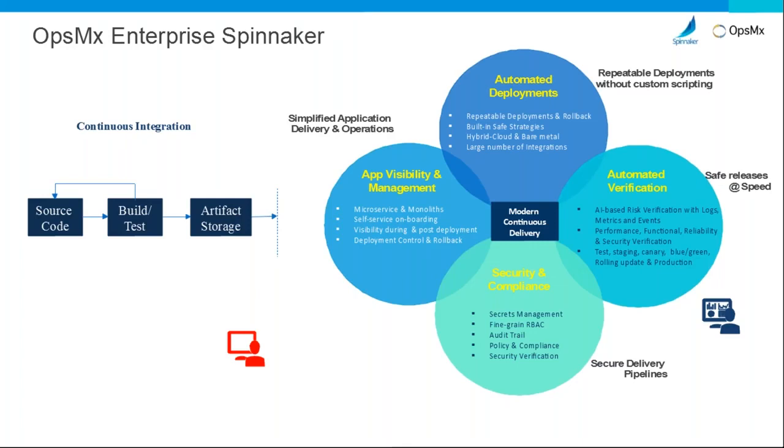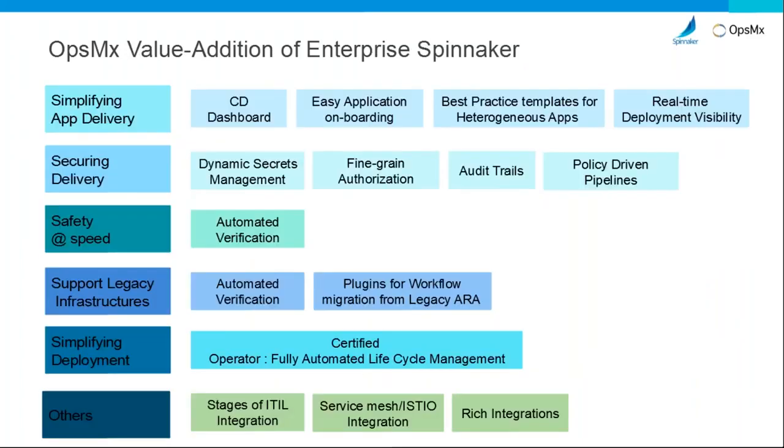So this also includes testing of your application, canary analysis, blue-green rolling update, and keeping a track of your production. So that is the main target for having all of these implementations here. And most of these are already covered: audit trails, fine-grained authorization, automated verification.